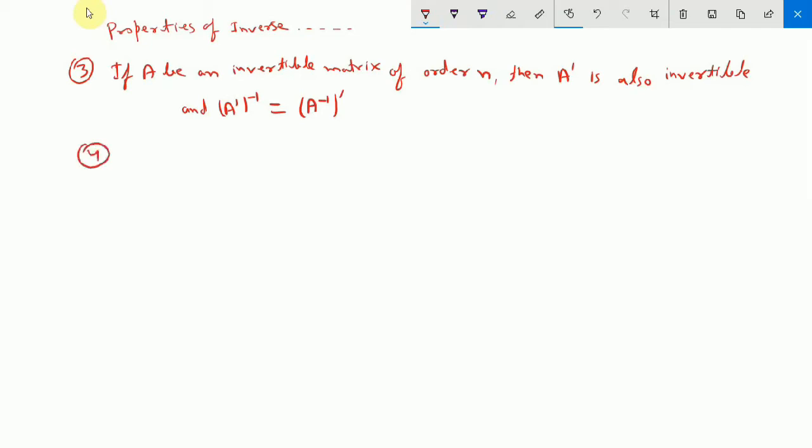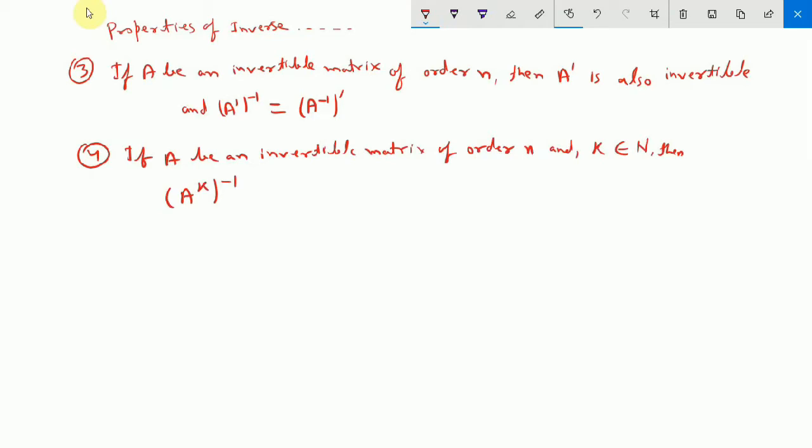Okay, friends. So the next property is: if A is an invertible matrix of order n and k is a scalar which is an element of natural numbers, then the inverse of A to the power k will be equal to A inverse to the power k, and it is equal to A to the power minus k.